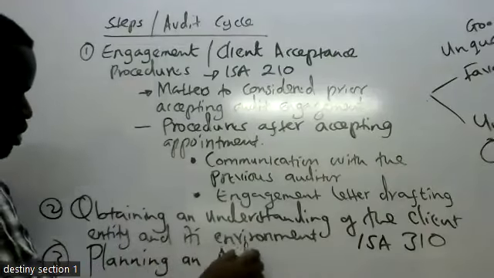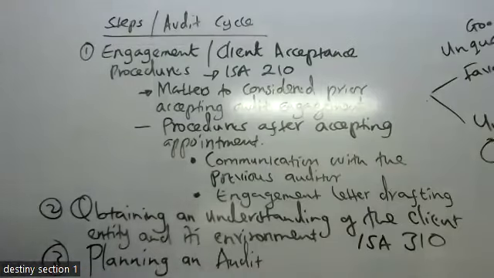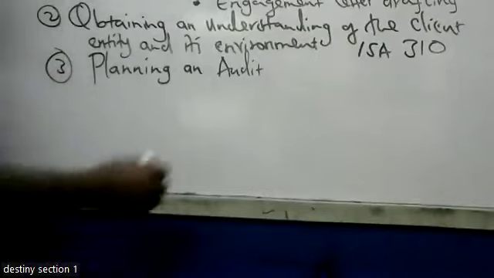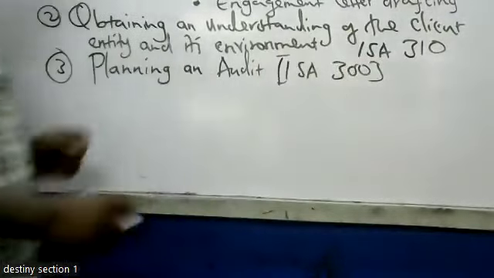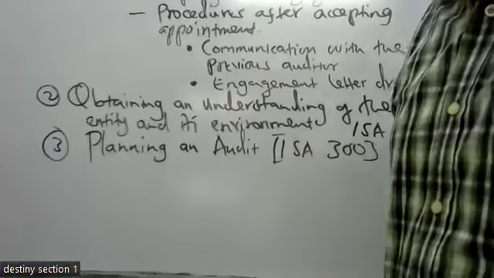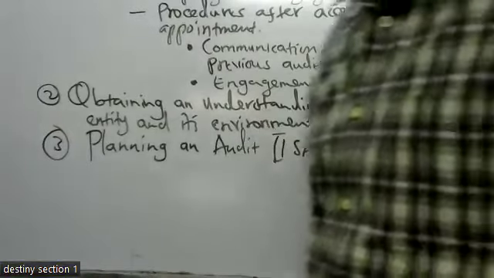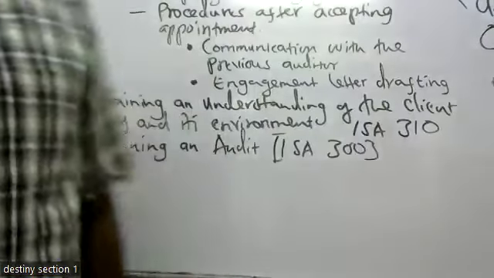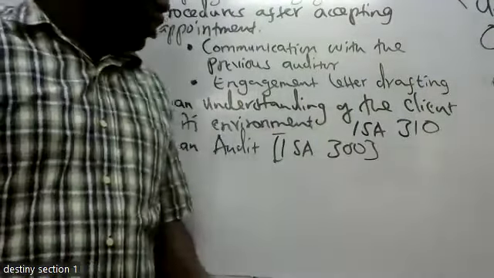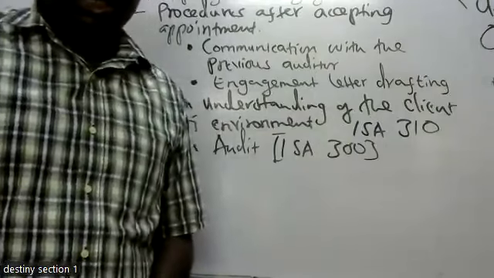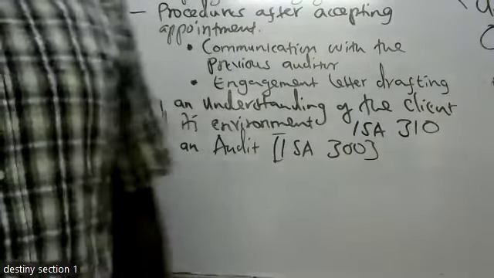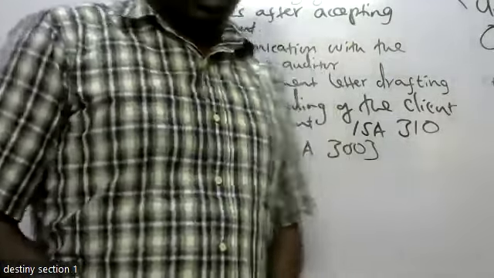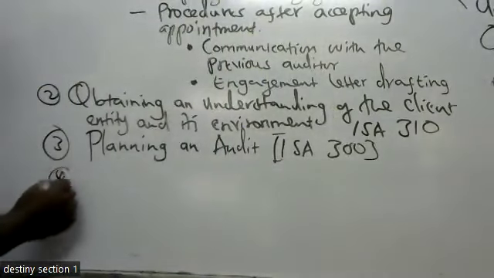The number three procedure is planning an audit. In planning the audit work, auditors are guided by ISA 300, where you, as an auditor, are required to plan your work so that you conduct the audit in the most effective and efficient manner. You have a clear guideline on how to attain the identified objective, which is to express an audit opinion and also be responsible in terms of risk management.